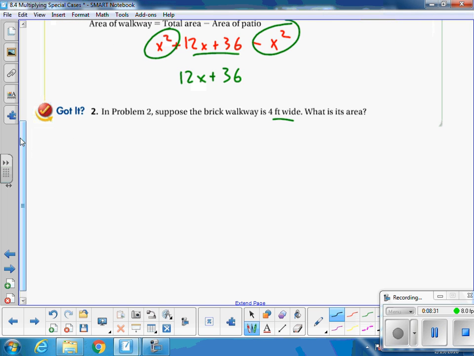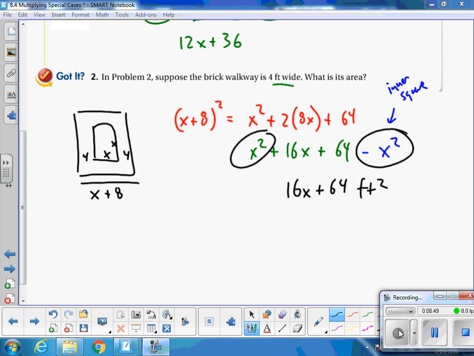So you know in this drawing that it is still x by x, but the walkway is 4. So we know that the distance from here to here is x plus 8. Press pause, you give it a try. All right, this is what happened. I found my squared binomial to find the entire bigger square, and then I subtracted out the inner square to get my answer to be 16x plus 64 square feet.